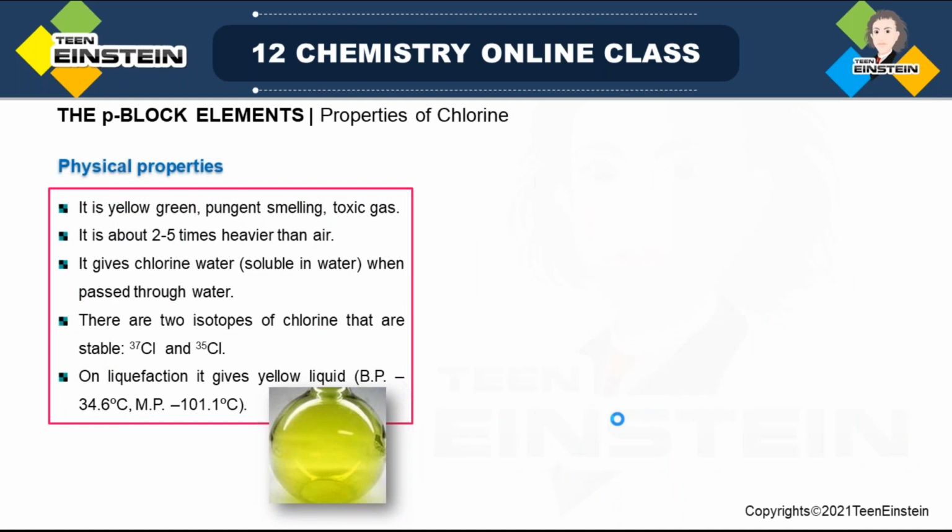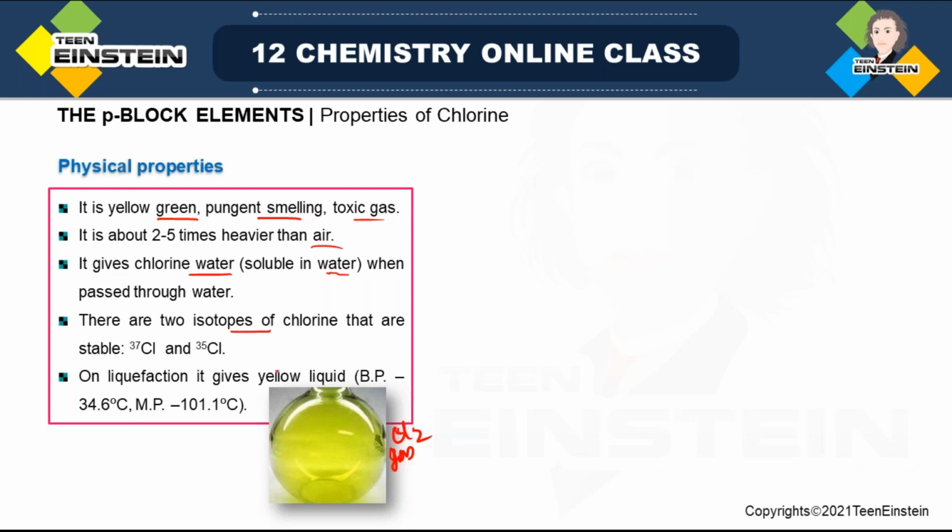Physical properties of chlorine. It is yellow-green colored and pungent smelling. So there is a specific smell present, and it is also a toxic gas. Compared to air, it is 2.5 times heavier. It can give chlorine water because it is soluble in water. If you pass this gas through water, then chlorine water will be generated.